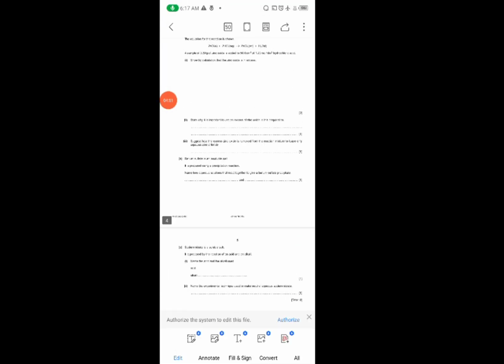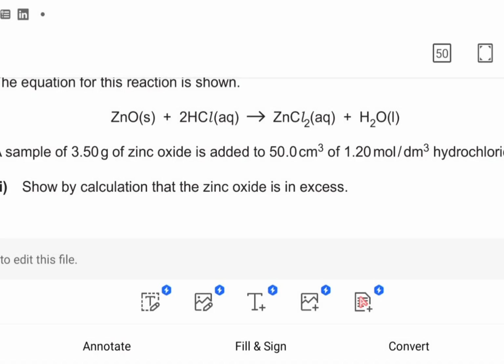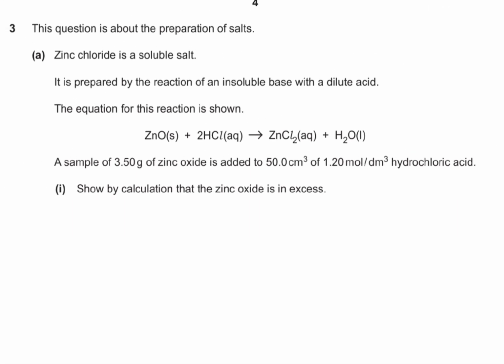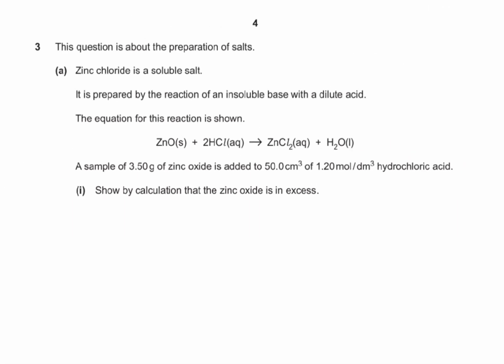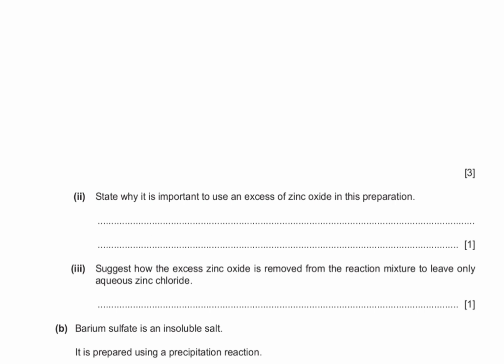Right, get back to the questions here. So the second question here, state why it is important to use an excess of zinc oxide in this preparation. So why we used it, because we want to end up by using all the acid in the end. That is why we used it in excess. Suggest how the excess zinc oxide is removed from the reaction mixture leaving aqueous zinc chloride solution. We do the filtration process and obviously it will be removed.